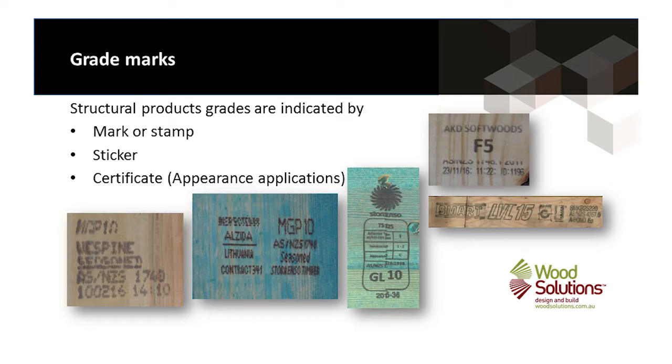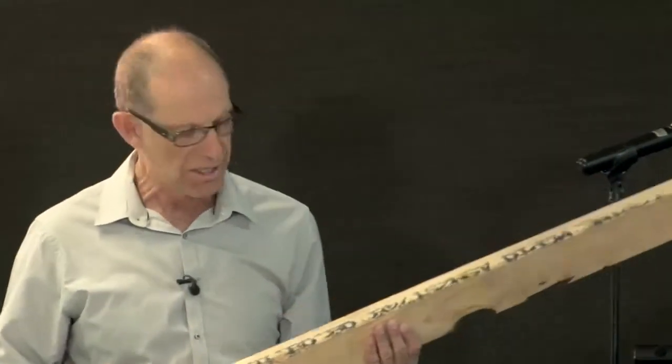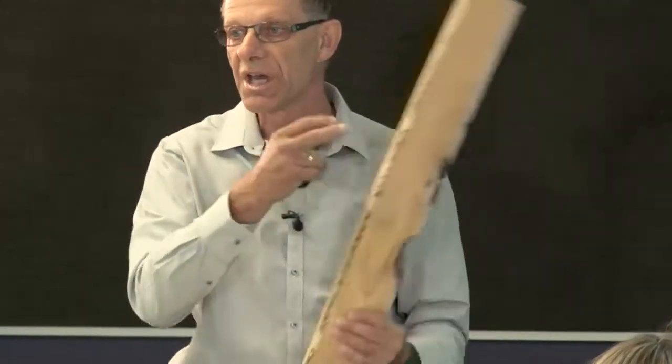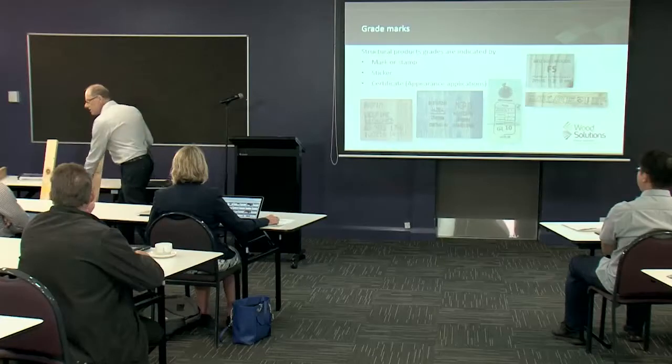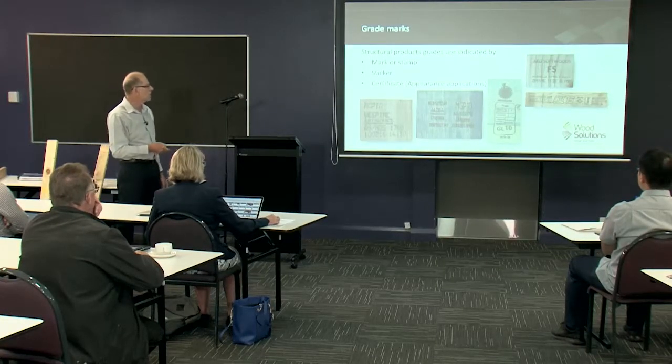And there's a shot of a number of different grade marks. And those grade marks are the link between a piece of timber and what that piece of timber can do structurally. So there are some grade marks. This one's got a grade mark on the edge. Sometimes they're a bit hard to read, but they all give a link to the potential performance of those pieces of timber.